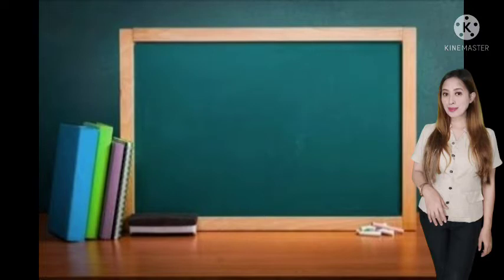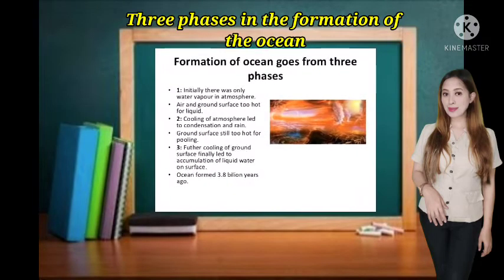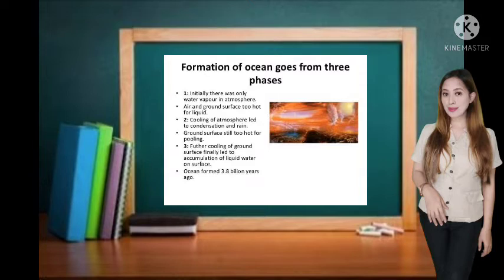Now, the formation of the ocean goes through 3 phases. The first phase is the initial water vapor in the atmosphere, when the ground surface was too hot for liquid. The second one was the cooling of the atmosphere, which led to condensation and rain, while the ground surface was still too hot for pooling. And the third one is the further cooling of the ground surface, which finally led to the accumulation of liquid water on the surface. And then it goes to the formation of the ocean about 3.8 billion years ago.